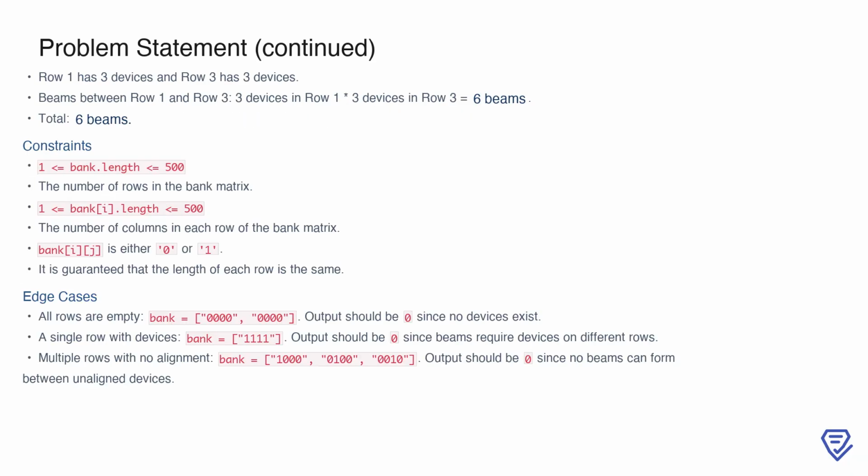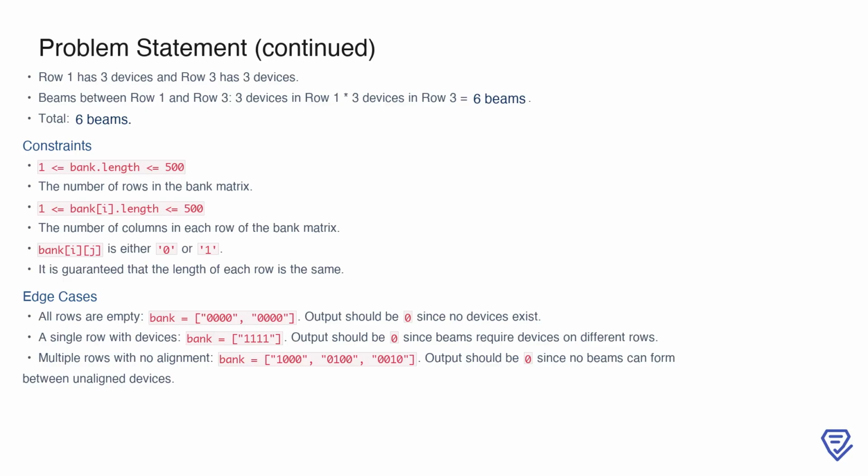Finally, let's analyze another example to solidify our understanding. Consider the input bank equals 111, 000, 111. The output here is 6. In this case, row 1 has 3 devices, and row 3 also has 3 devices. Importantly, row 2 is completely empty, which allows for laser beams to be emitted between the devices in row 1 and row 3. The total beams are calculated as 3 devices in row 1 multiplied by 3 devices in row 3, resulting in 6 beams. The output is therefore 6.